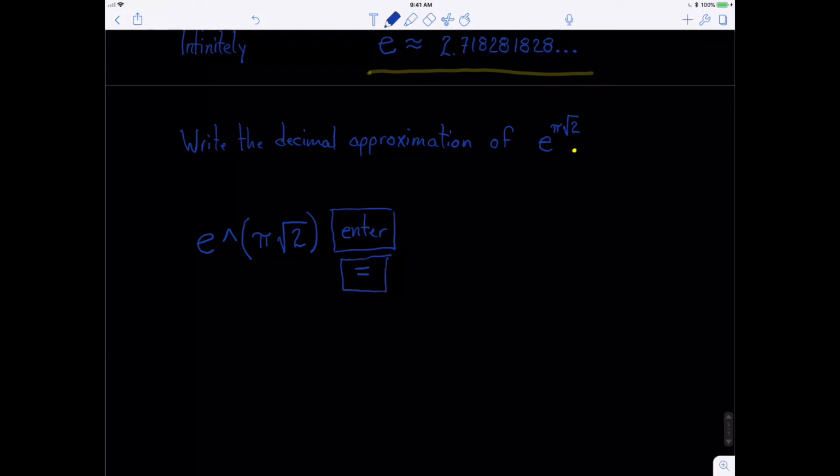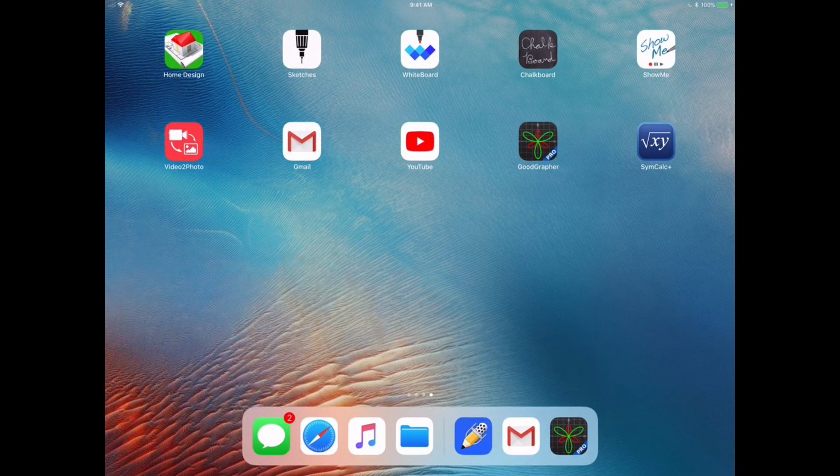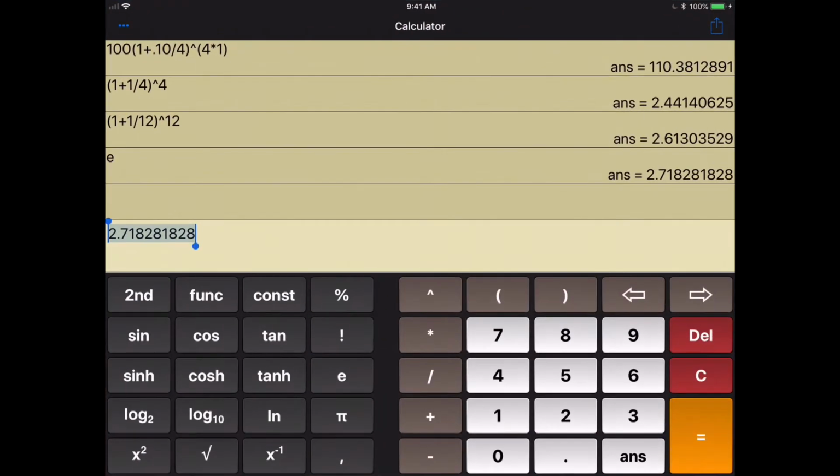I'm going to show you. I use this app called Good Grapher. So let's use Good Grapher to approximate e raised to the pi times the square root of 2. Here's my Good Grapher. I bought the Pro version. I think it was like $5 or $6, but I'm not quite sure. So here we go. Let's find the E button. I'm going to type E. Here's my exponent button, parenthesis. Now I need to find my pi button. Oh, there it is, right below the E. A square root button down here.